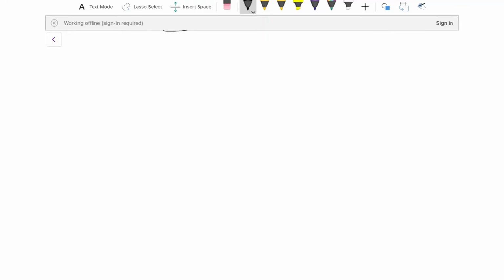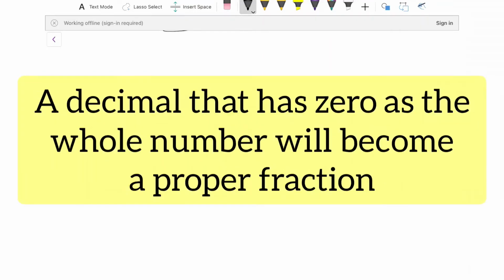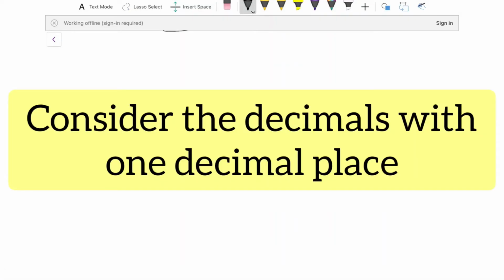Okay, now we are going to see how we can convert decimals to fractions. Remember, a decimal that has 0 as the whole number will be a, can you guess? Proper fraction. Excellent. And a decimal that has any number greater than 0 as whole number will become an improper fraction or a mixed number. Remember these two, okay?